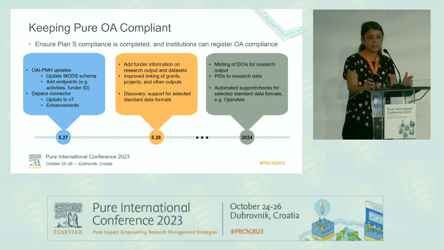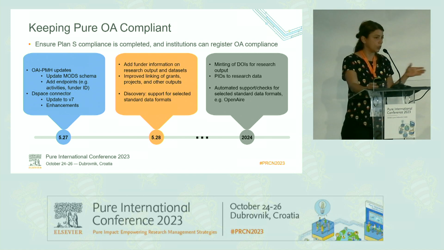And then we have updated DSpace to version 7 and added enhancements that in particular are the possibility to send collections to DSpace based on keywords or organizations. In 528, I showed on the previous slide, we added funder information, so funder name, funder acronym, grant ID, and funder acknowledgements were available to research output and datasets. And we started discovery, so we have been working on OAI, making additions to CERIF, Dublin Core, and MODS.